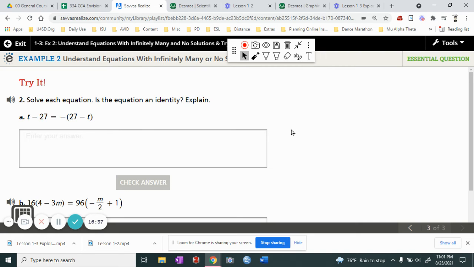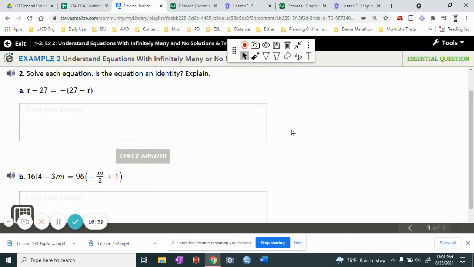So now you try. If I have t minus 27 equals negative 1 times the quantity 27 minus t, will that be infinitely many solutions or no solutions? Another way to phrase infinitely many solutions is to call it an identity, because it doesn't matter what we put in. We get the same thing on both sides.